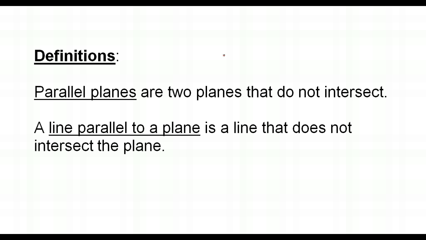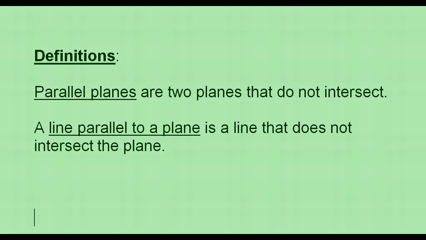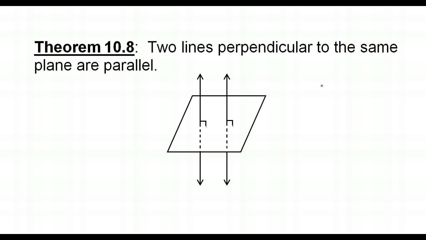And then the second definition: a line parallel to a plane is a line that does not intersect the plane. So we have a couple of theorems that are going to come up that talk about parallel lines and planes. So let's look at those. Theorem 10.8 says two lines perpendicular to the same plane are parallel to each other.